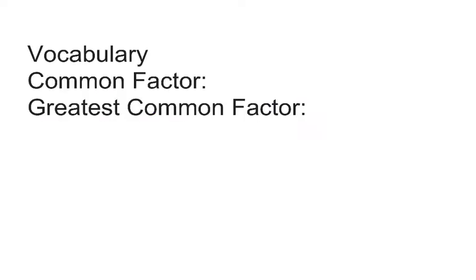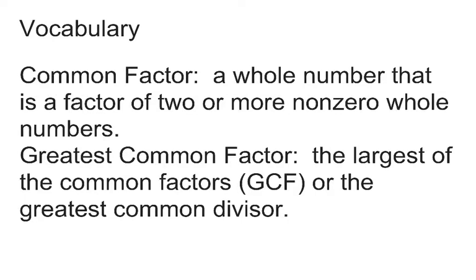Let's look at our vocabulary. Our two key vocabulary words are common factor and greatest common factor. The definitions. Make sure you're copying these down carefully. A common factor is a whole number that is a factor of two or more non-zero whole numbers. Again, they are non-zero whole numbers.